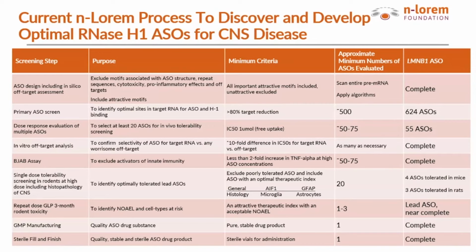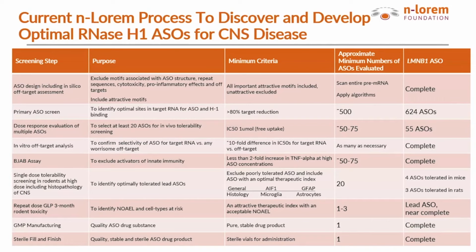So the first step is to design many different potential ASO targets and assess for any off-target effects. And this was completed quite a while ago. Then the primary ASO screen looking for knockdown, where their minimum criterion is 80% target reduction. They typically screen around 500 ASOs, and for Lamin B1, they looked at 624. From there, they move on to dose response evaluation, looking for an IC50 of at least 1 micromolar, given via just free uptake in the cells. Typically between 50 and 75 ASOs is what they screen, and they looked at 55 for Lamin B1.